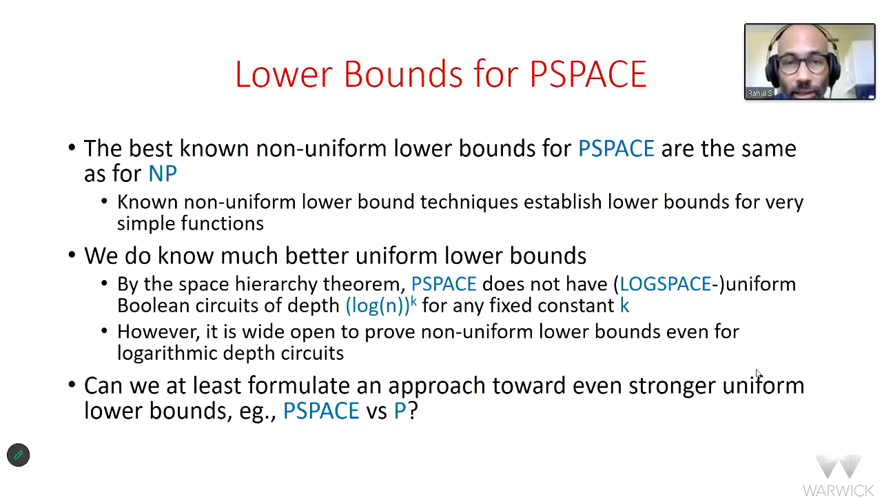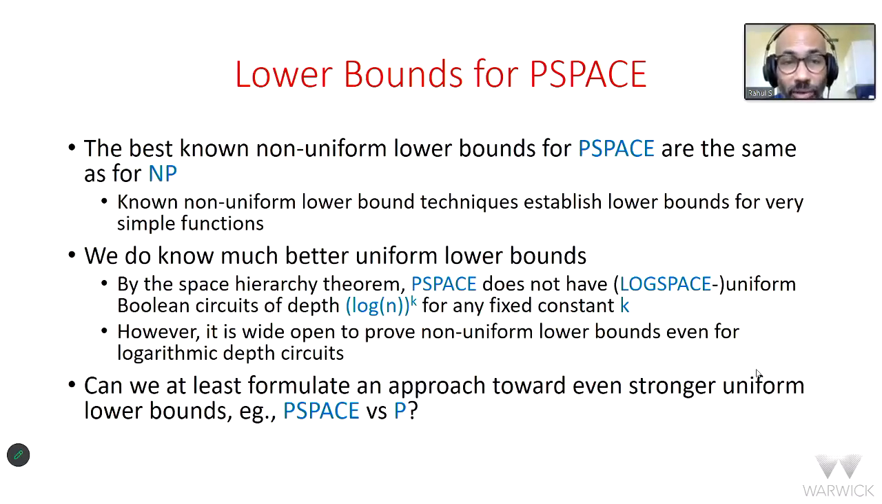And the reason for this is that the known non-uniform lower bound techniques typically establish lower bounds for very simple functions, such as parity and majority and so on. There's typically some sort of complexity measure that's being analyzed, and you say that the restricted circuit class has a property that functions in that circuit class have small complexity, and then you find some function that requires large complexity, and that function is often a simple function, like majority and inner product.